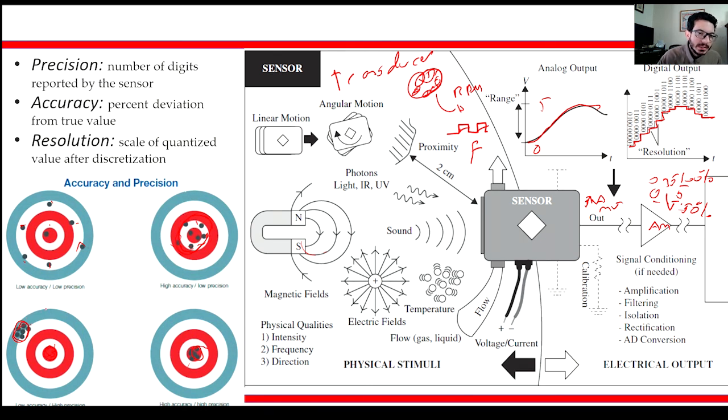Now, accuracy is the deviation from a true value, and you know the true value with a calibrated value, right? And the resolution is the scale of quantized value after discretization. So you have a 16-bit sensor versus an 8-bit sensor. Of course, you're going to have much higher resolution with 16 bits.